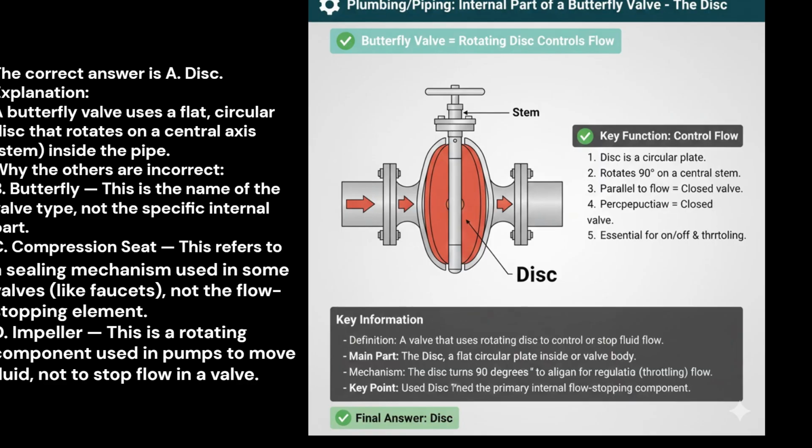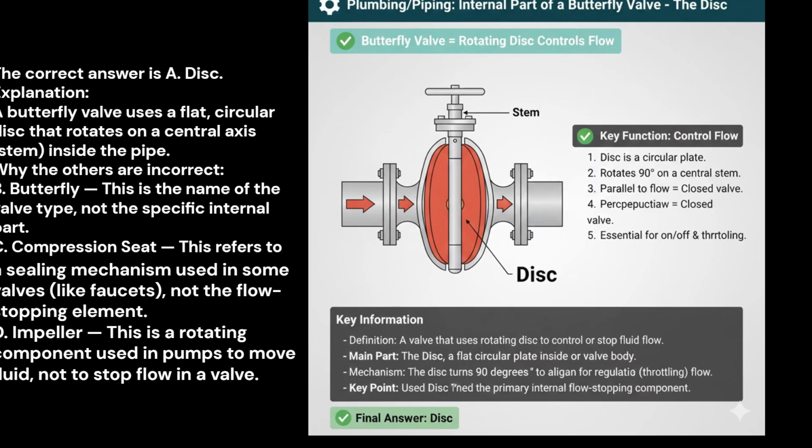The correct answer is A. Disc. Explanation. A butterfly valve uses a flat, circular disc that rotates on a central axis, the stem, inside the pipe. When turned a quarter turn, 90 degrees, the disc pivots to be parallel with the flow, open, or perpendicular to block the flow, closed. Why the others are incorrect?